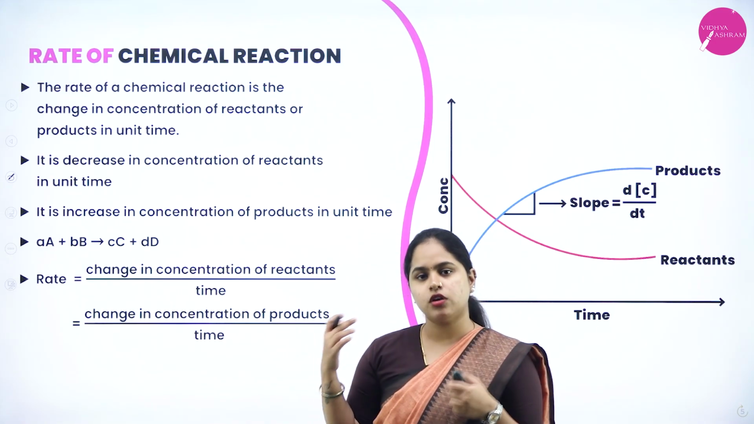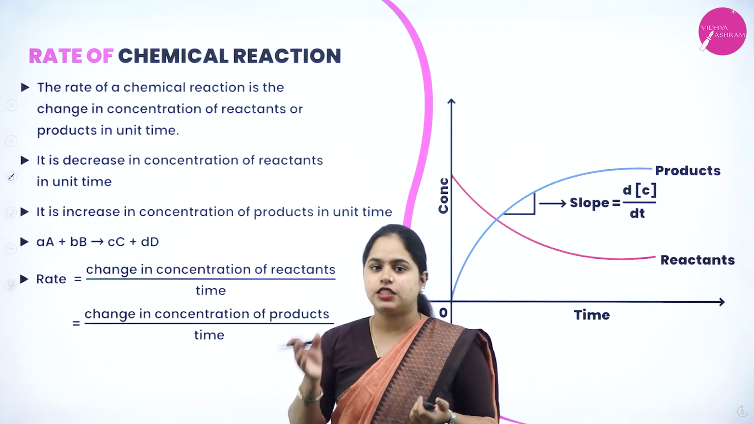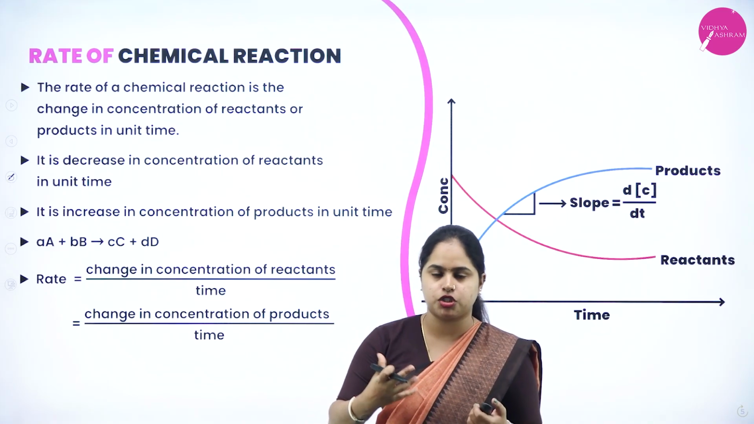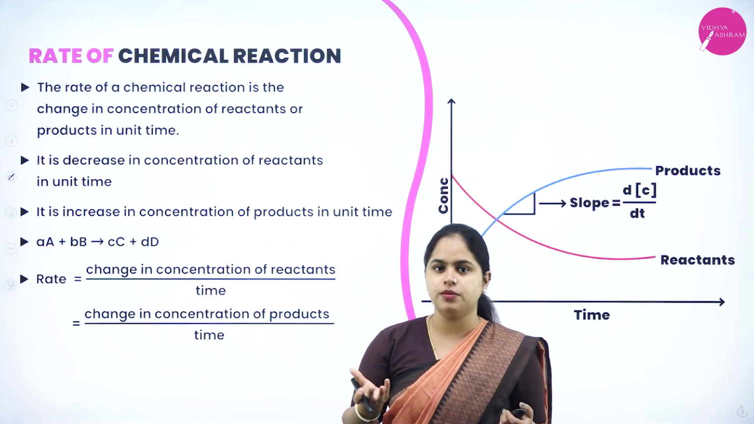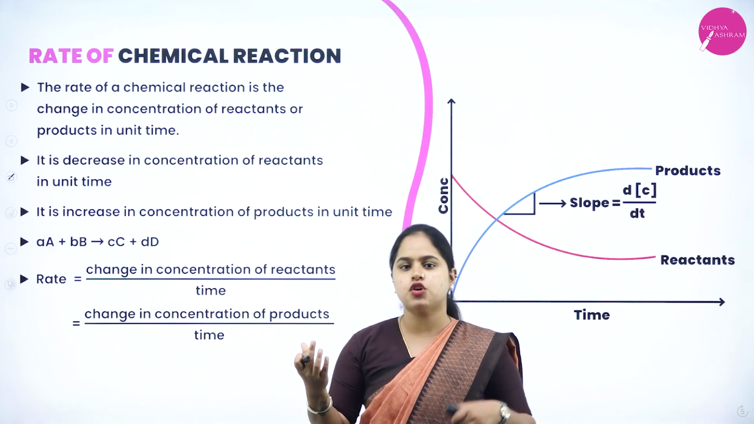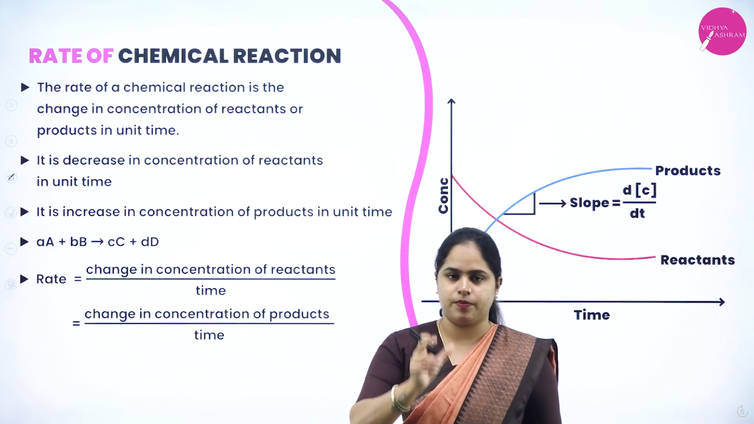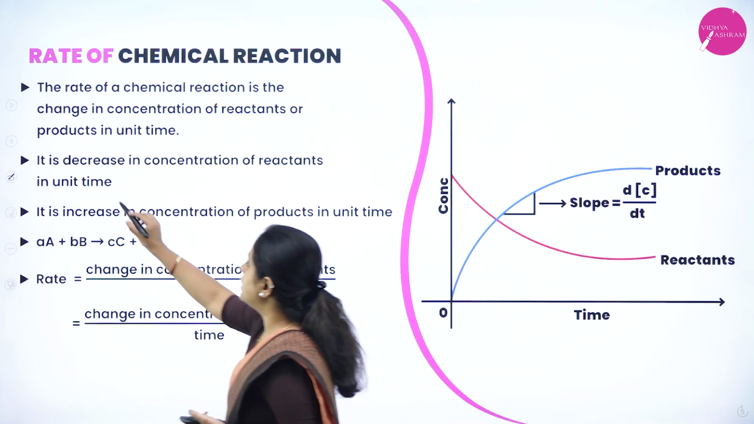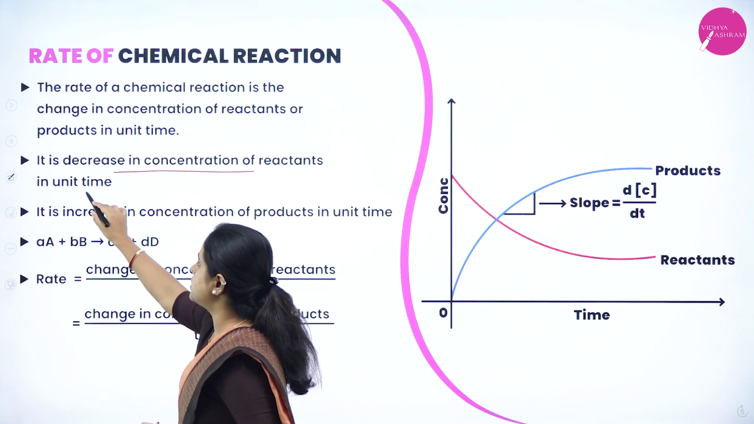Okay, so coming on to chemistry, what will be rate then? It will be the change in concentration, right? We are talking about chemistry and chemical reactions. So, change in concentration of reactants or products in a given time, or in unit time. You can also define it as the decrease in concentration of reactants in unit time.